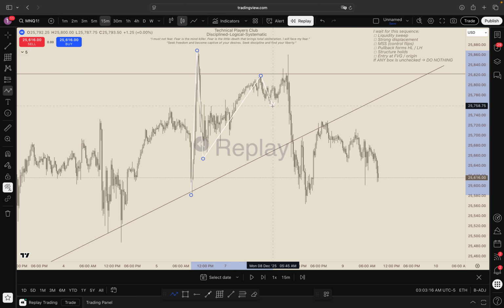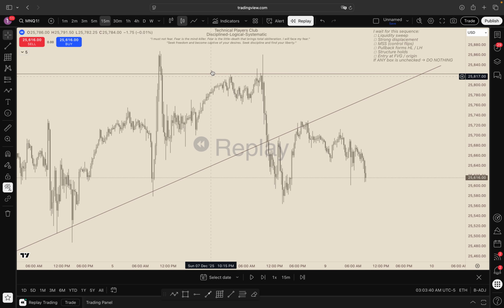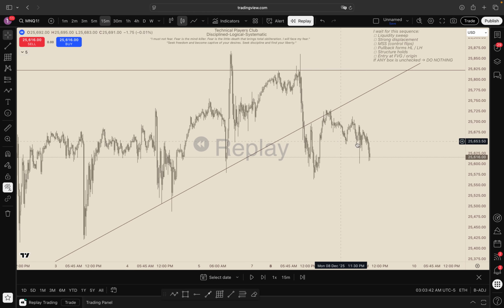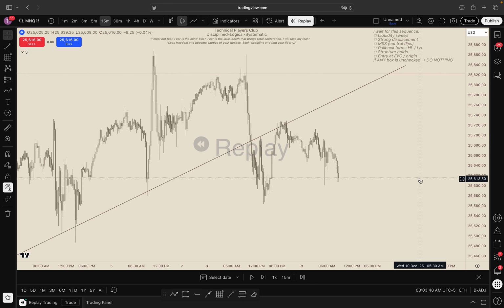So let's say right here, that was obvious liquidity. That happened previous day. Where are we right now? 9 a.m., 10 a.m. This happened previous day at 9 a.m. It took this level, right? This is a 1 hour chart. So I just take note of that.